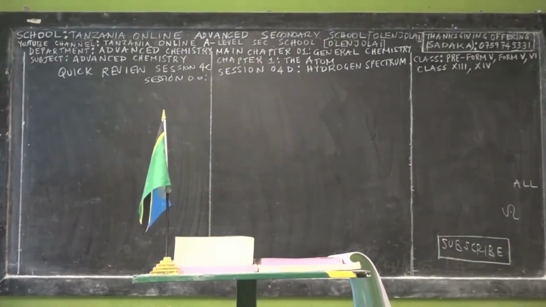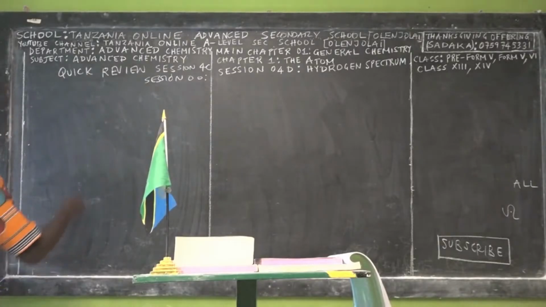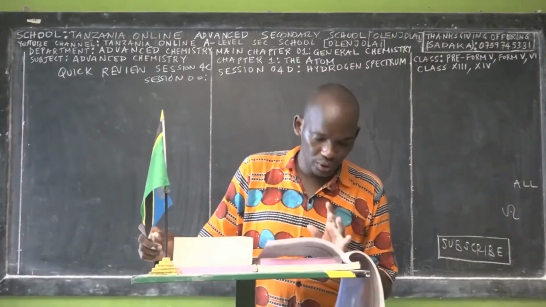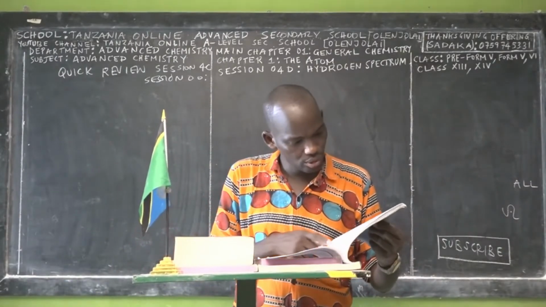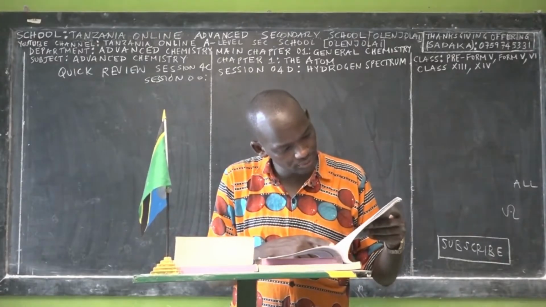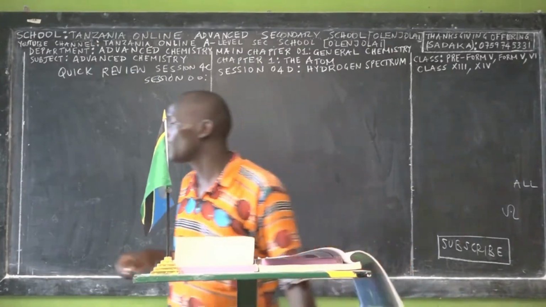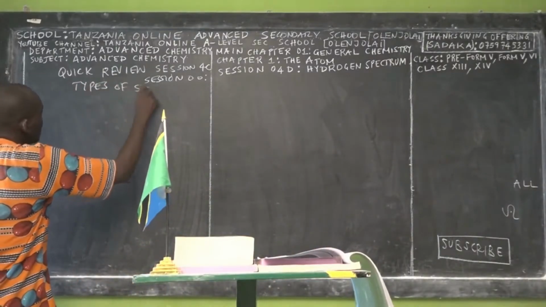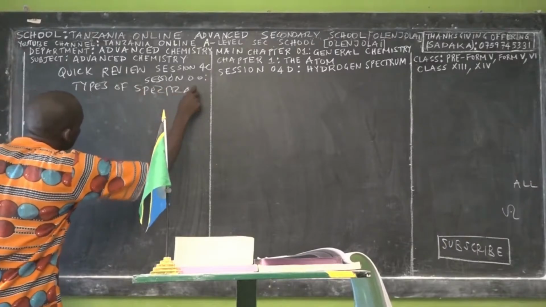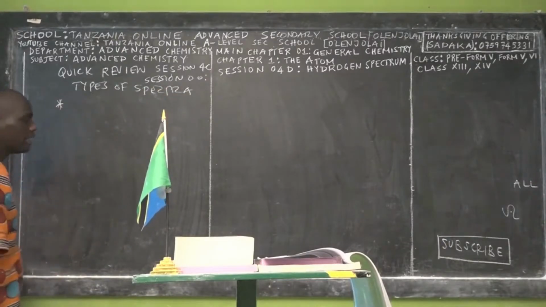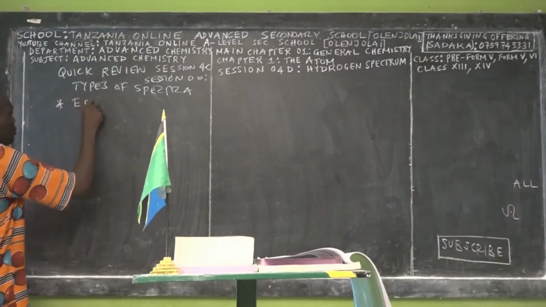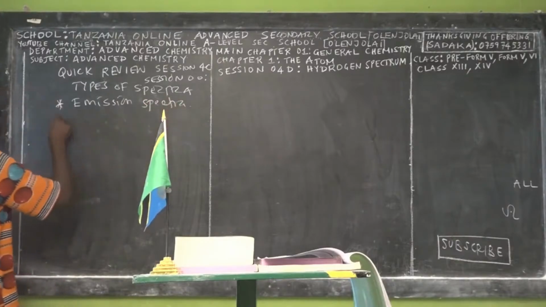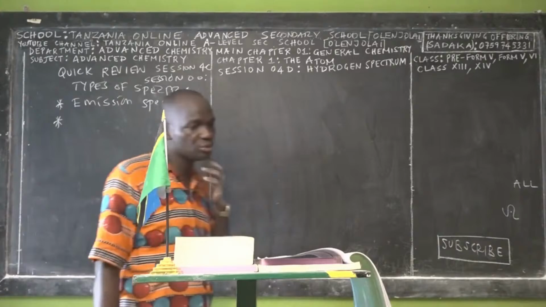But let us go to a quick review of session 4. Simply, session 4 has been written as spectra. So we've been learning about spectral emission, or we call it types of spectra. I told you about types of spectra. Basically, we say there are 2 types of spectra. The first one is called emission spectra, and the second one we call absorption spectra.